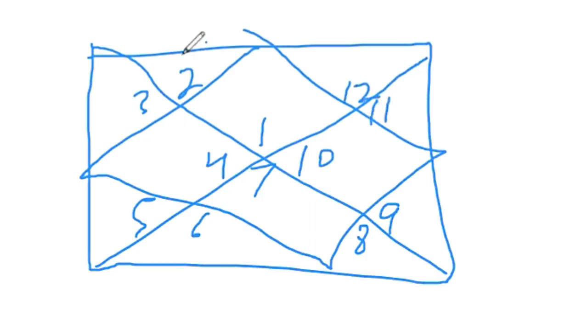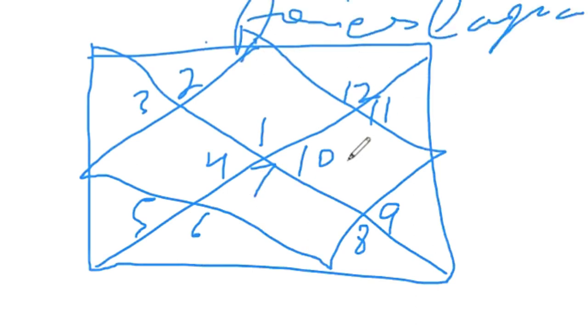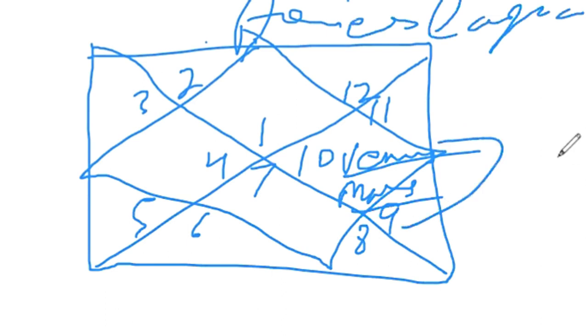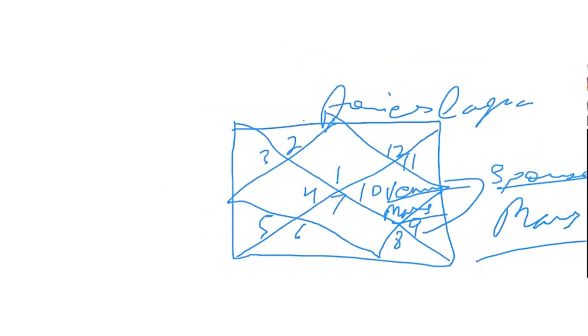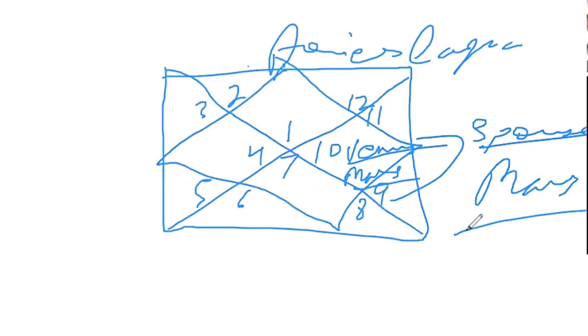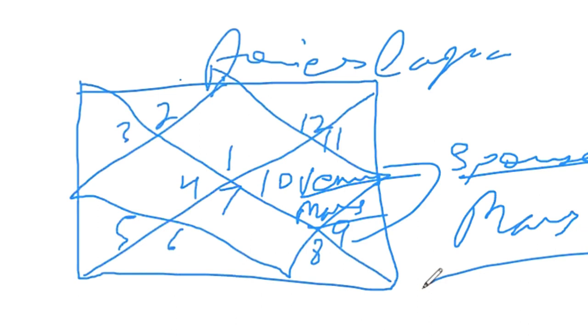So if I try and explain to you, this is an Aries Lagna chart, correct? Now tell me, if I want to check the spouse, what do you think? How would the spouse be? I've written Mars and Venus here. So the spouse has qualities of Mars. Yes. So she would be independent, aggressive, active, strong.